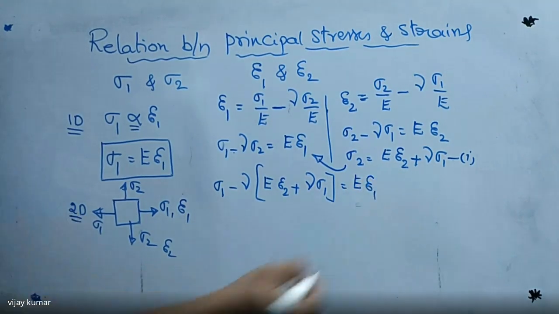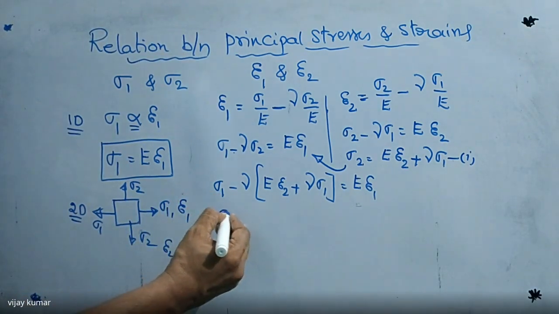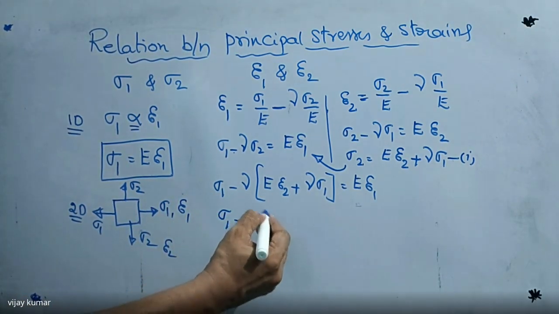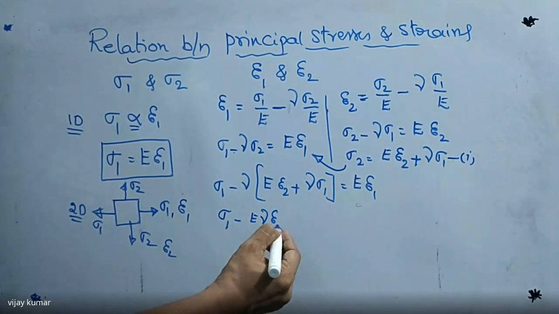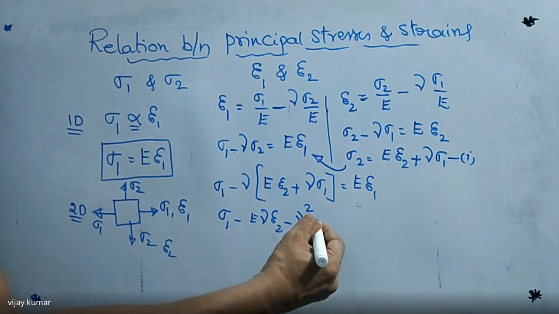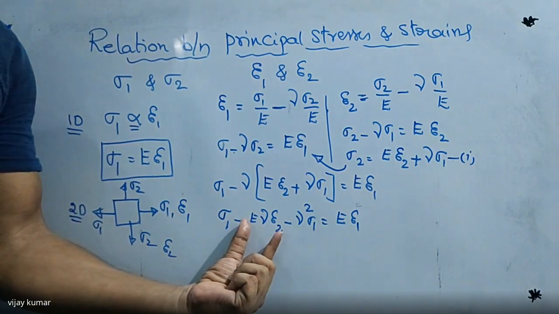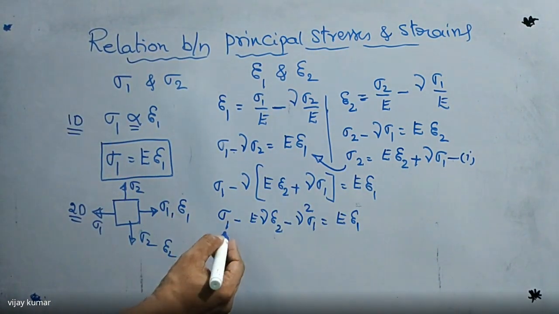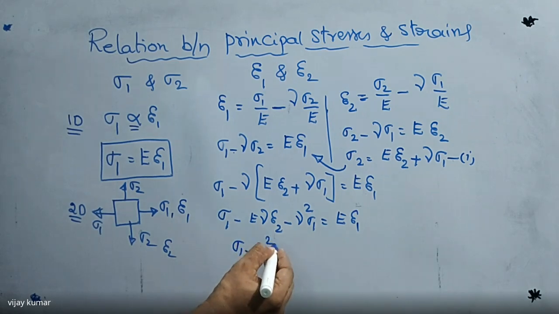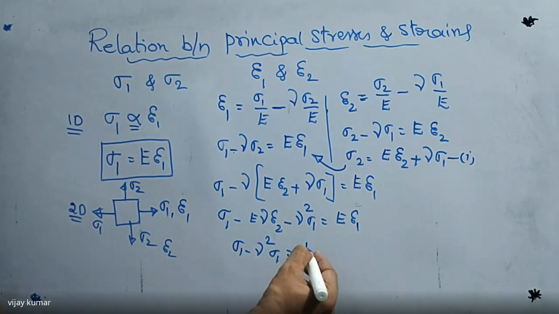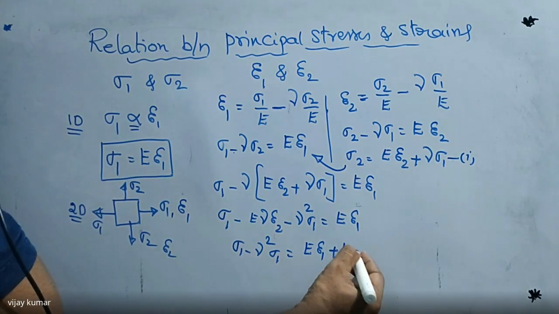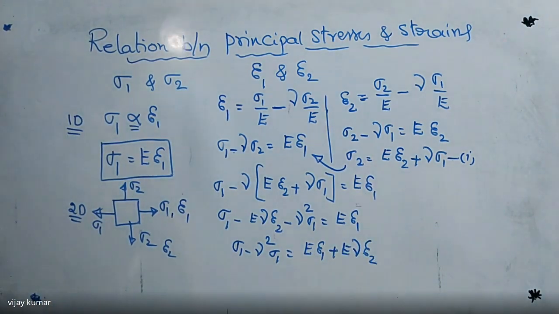Listen carefully, it is a very simple thing. I am just explaining how to express the stresses in terms of strain. So here I'm expanding: sigma 1 minus E into Poisson ratio into epsilon 2 minus Poisson ratio square into sigma 1 is equal to E into epsilon 1. I'm going to take all the epsilons to this side. Then I'm getting the relation sigma 1 minus Poisson ratio square into sigma 1 is equal to E into epsilon 1 plus E into Poisson ratio into epsilon 2.